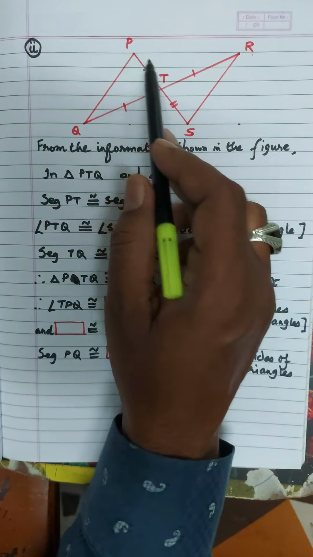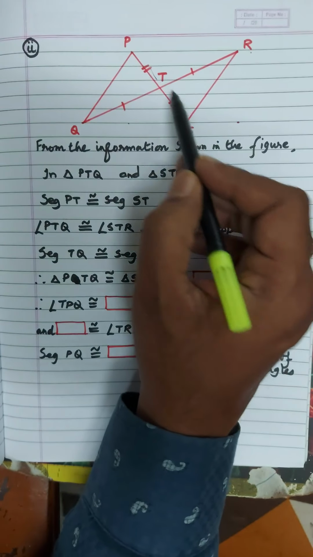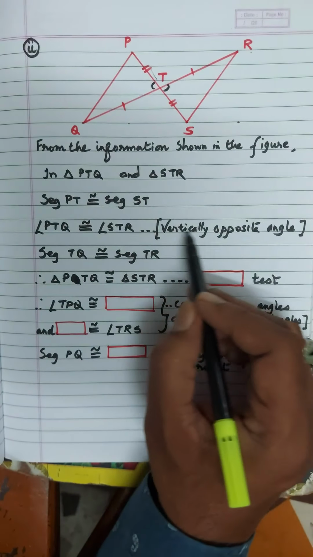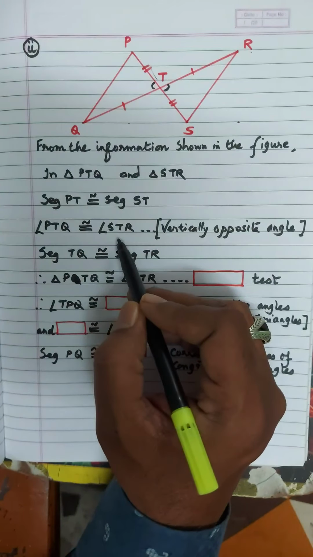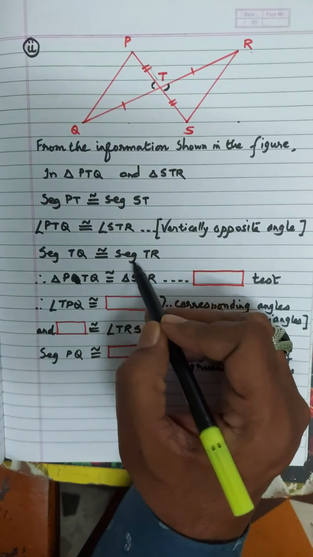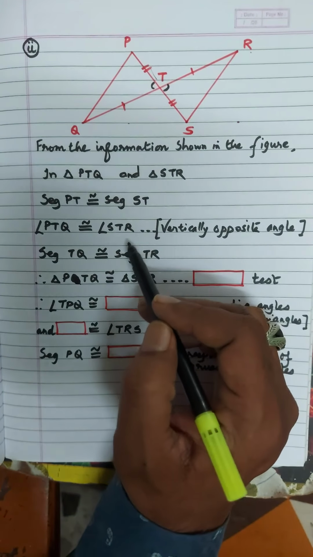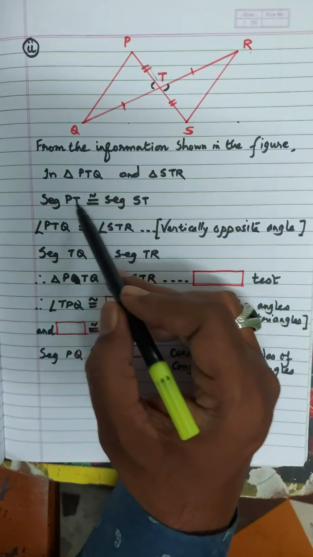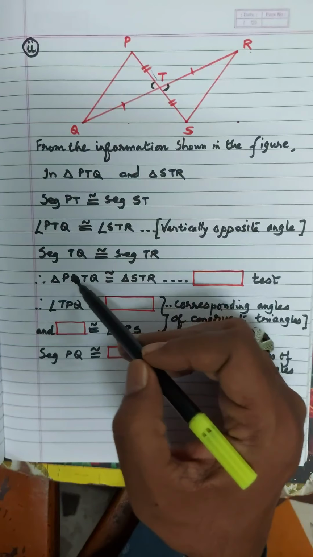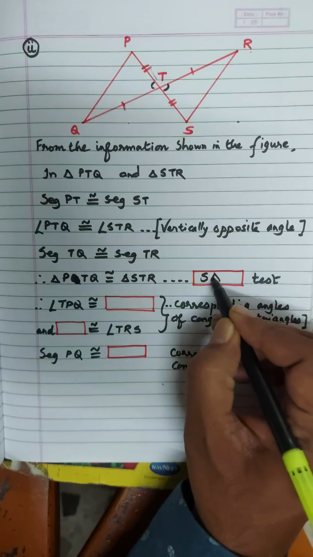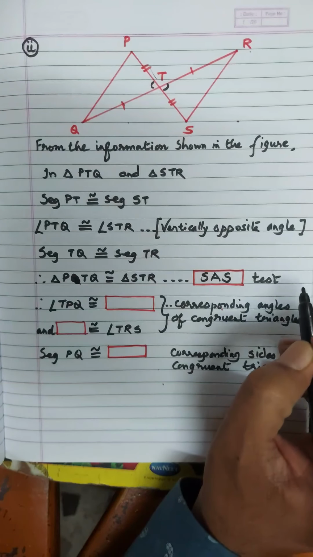Now segment PT is congruent to segment ST because of their identical sign. Both the congruent sides are equal. Then angle PTQ and angle STR are vertically opposite angles. So angle PTQ is congruent to angle STR. Now segment TQ is congruent to segment TR because of one identical line. Now see here which test we need to take. This is side, this is angle, and this is side. So triangle PTQ is congruent to triangle STR by side angle side test.